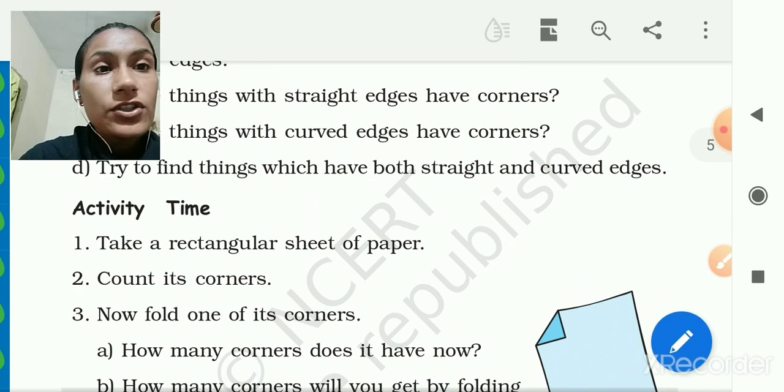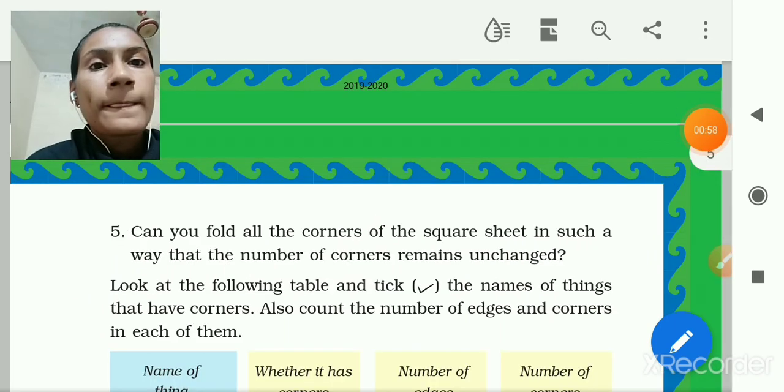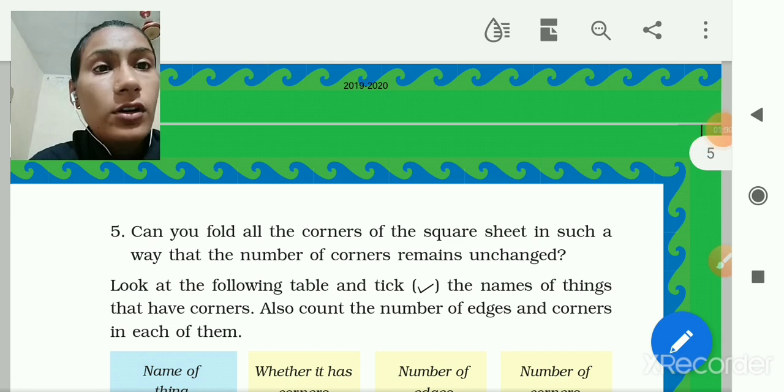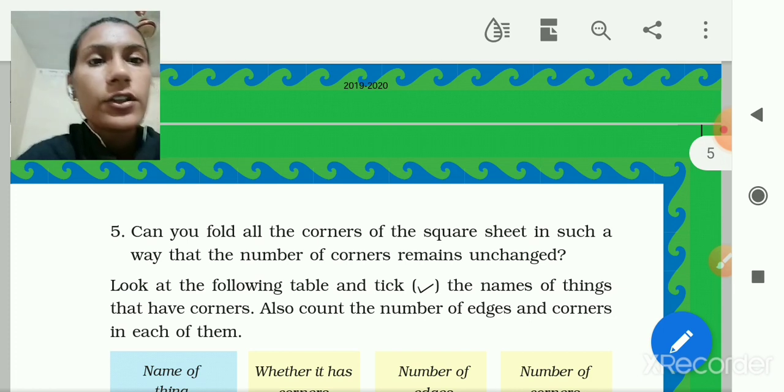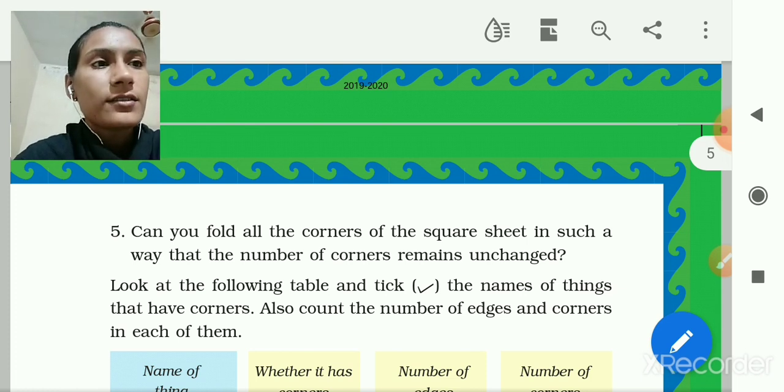Here, the rectangular sheet of paper was used. So this is your homework: you have to do this activity with a square sheet of paper. Next, can you fold all the corners of the square sheet in such a way that the number of corners remains unchanged? This is also your homework. Use a square sheet of paper, fold it, and the number of corners should remain unchanged.